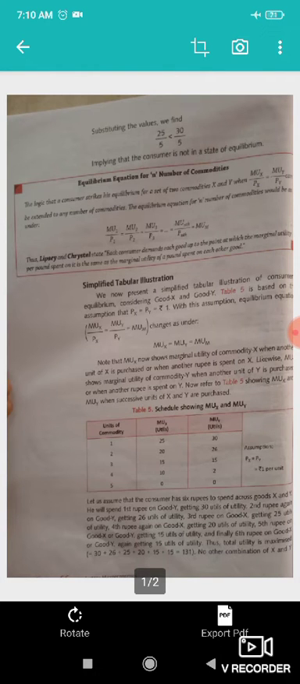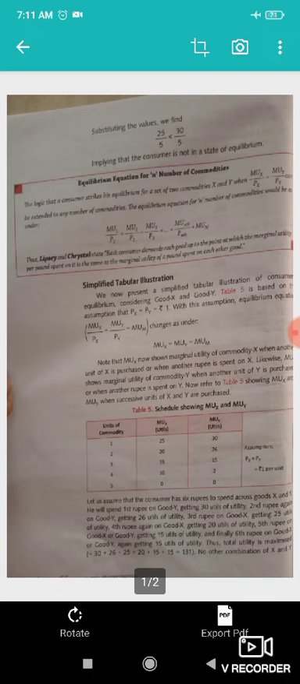The units of commodity are given as 1, 2, 3, 4, 5. MUX in utils is given as 25, 20, 15, 10 and 0. MUY is given as 30, 26, 15, 2 and 0. Now the assumption is that Px is equal to Py is equal to rupees 1 per unit. Let us assume that the consumer has 6 rupees to spend across goods X and Y.